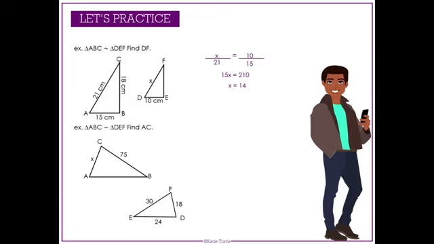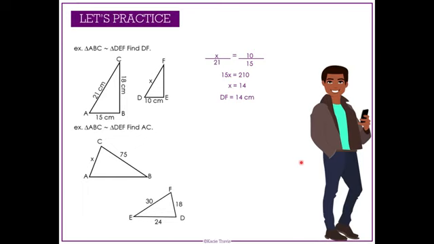Another thing, if you're ever worried about whether your answer makes sense, look at your two triangles or your two shapes. If you're looking for a side on the smaller shape, make sure the X that you found is in fact smaller than the one that we have here. Since we got 14 for DF, that is smaller than 21, just like how 10 is smaller than 15. This does make sense in terms of the actual size of these.